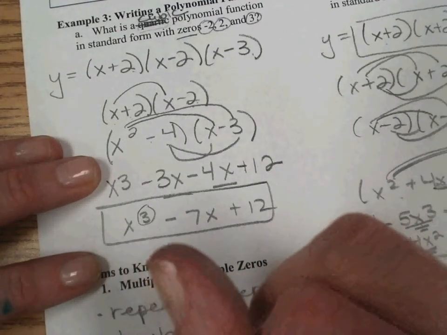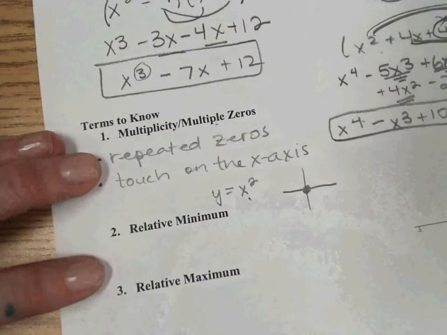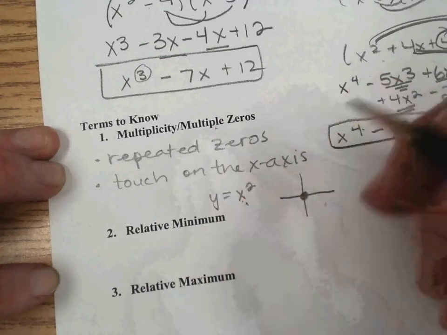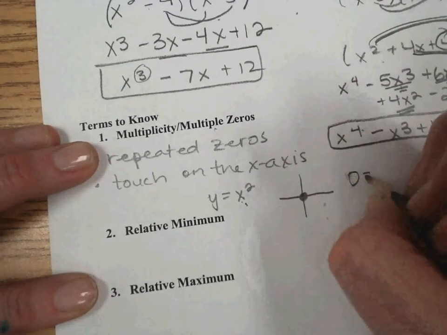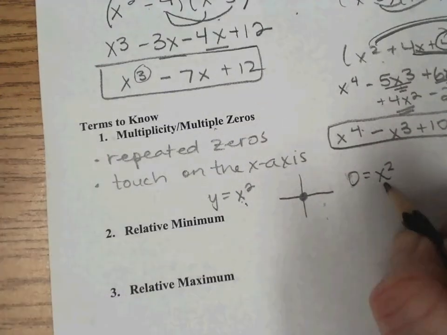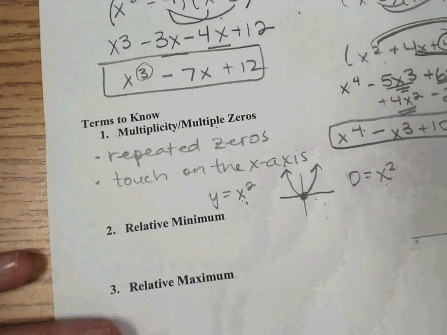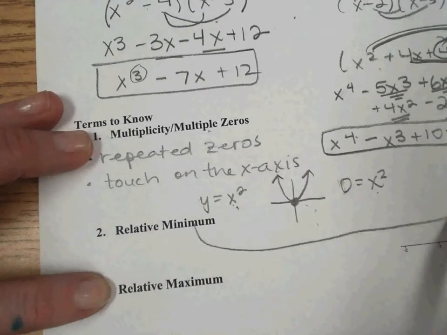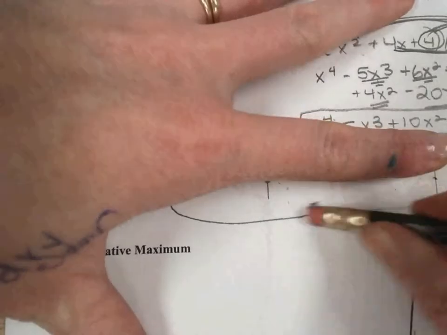Just like when we have y equals x squared. Y equals x squared. If we set that equal to 0, we would have 0 equals x squared. So that would be a solution of 0 two times. And you notice it just hits the x-axis there.